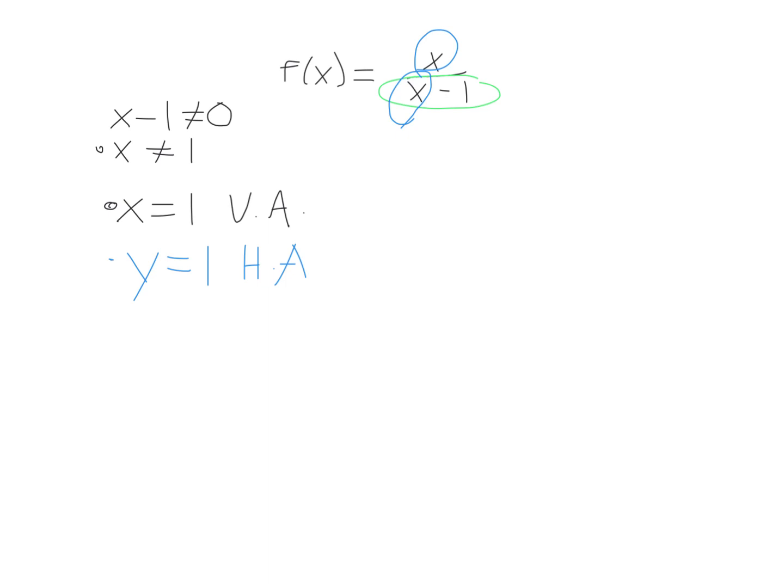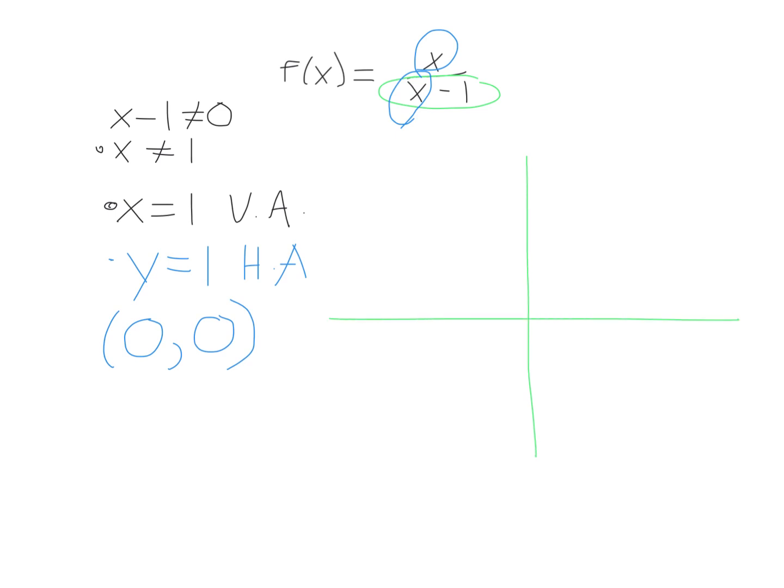The intercepts, we will put 0 in for x, and we will get 0 over negative 1, which is 0 for y, and that's going to be the y-intercept too, because it's the x-intercept too, because it's crossing the x-axis there also. Now let's look at a sketch.